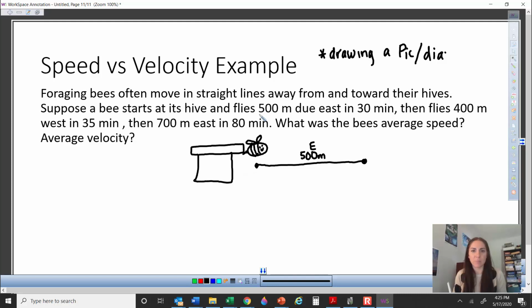So notice what I did. I'm dissecting my problem. So I see that I have this measurement, right? And I'm going to keep things together and organized. So I'm going to put the time on the bottom and the distance on the top. And then because I have colors, I'm going to go ahead and color coordinate these. So then it flies 400 meters west in 35 minutes, okay?